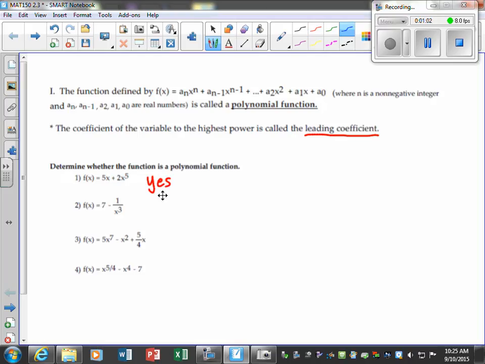And the leading coefficient, can anyone guess the leading coefficient for me? This is going to be our leading term because it has the highest power, x to the 5th power. This is our leading term, and the leading coefficient would just be the 2. Okay.